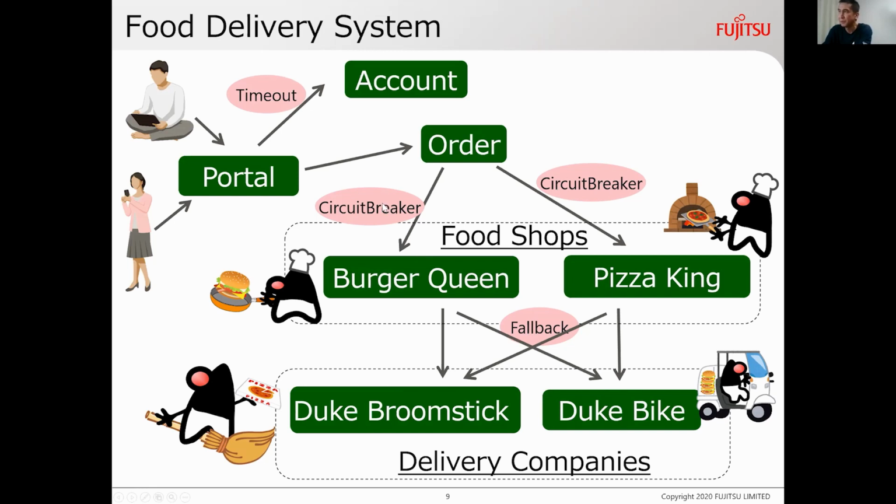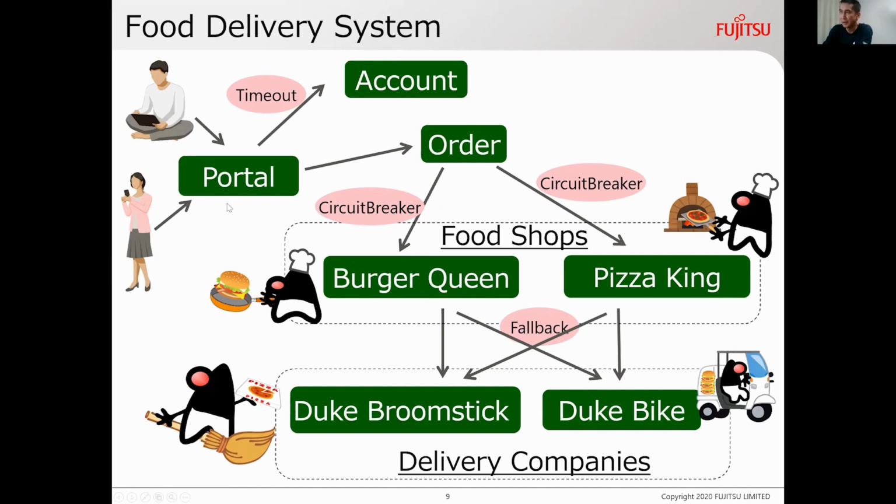But here, we cannot use fallback because, for example, if something is wrong with the burger's system, we cannot change from burger to pizza because the customer wants to eat burger but not pizza. So in such a case, we cannot switch from burger to pizza. In this case, we should use a circuit breaker.